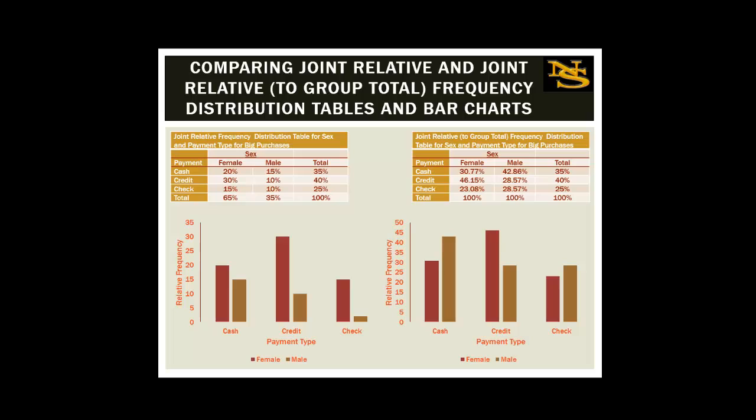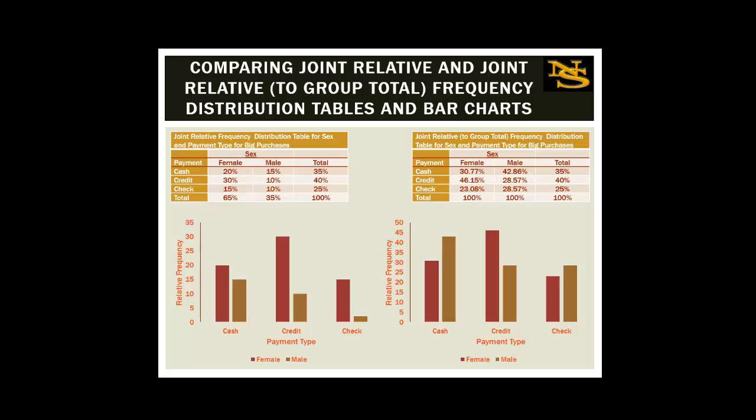So go ahead and look at the first table and chart. At first glance, it appears that females pay cash 5% more than males. But this is not true. These relative frequencies are based on the total sample. What the table actually indicates is that 20% of the entire sample were females who paid cash, and 15% of the entire sample were males who paid cash. If you're trying to examine sex-based payment preferences, this table is not going to be very useful, that one on the left.